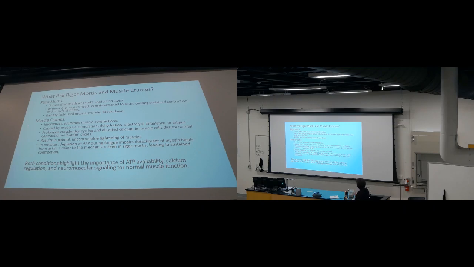And then I told you before about muscle cramps. So muscle cramps are involuntary sustained muscular contractions because you have excessive stimulation, you might have dehydration, electrolyte imbalance, or fatigue. And then you have this prolonged cross-bridge cycling, and you have elevated calcium in the muscle cells that disrupts the physiology that we speak about. And then again, you have depletion of ATP, which leads to sustained contraction of the muscles.